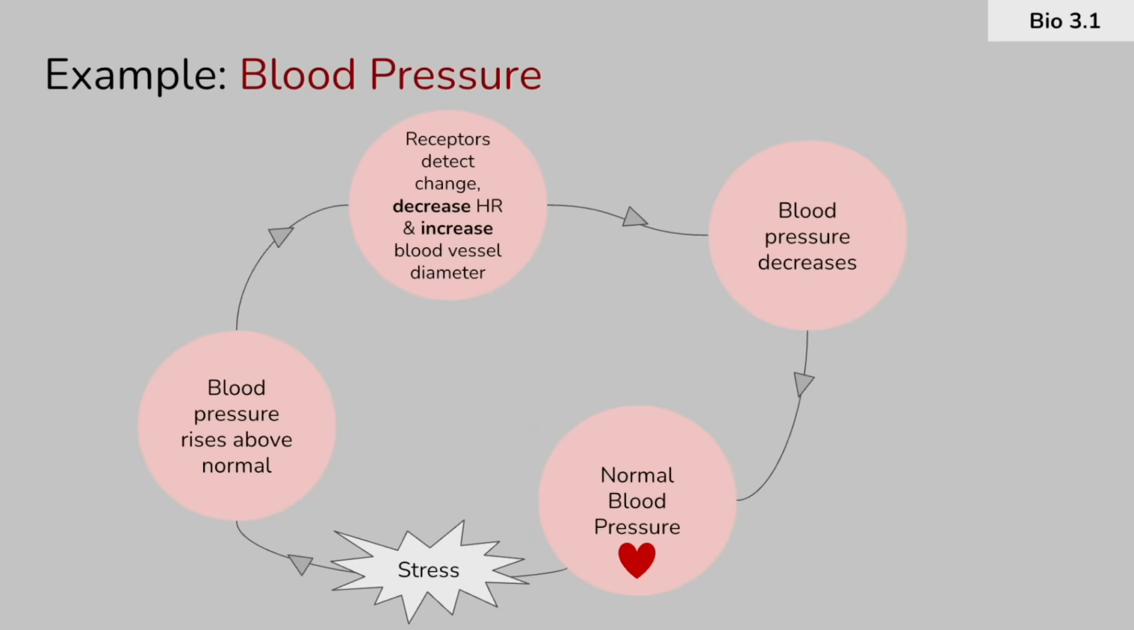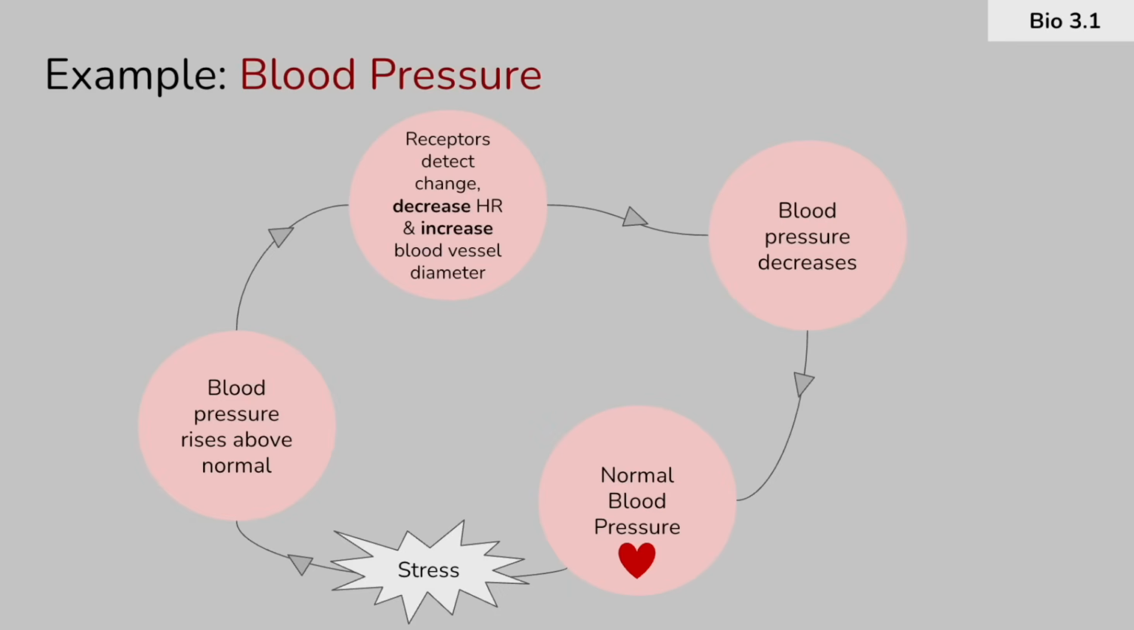That's a type of feedback. So we might have a normal blood pressure to begin with. A stressor causes our blood pressure to rise above a normal point, and then receptors in our body are going to detect change. They're going to decrease our heart rate and increase the blood vessel diameter, so the size of our blood vessels, which will help our blood pressure return to normal. And we have that feedback mechanism working.